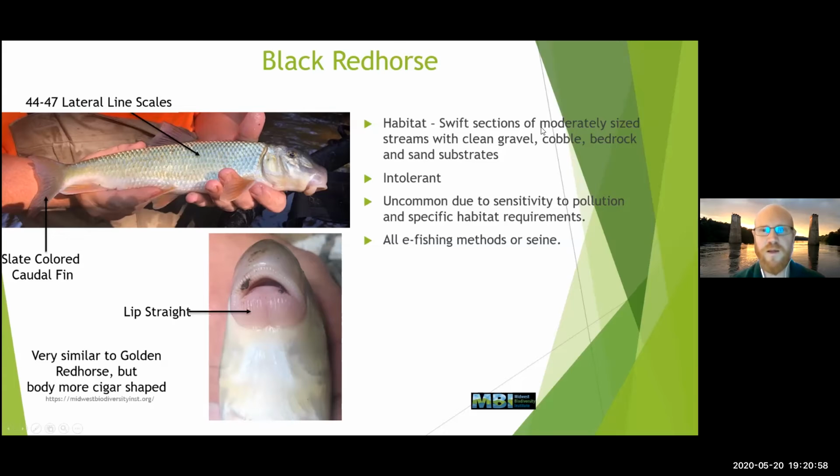These guys like swifter waters, moderate sized streams. They really like clean substrates. They're intolerant. They don't like a lot of human intervention or pollution. They're pretty uncommon if you're in a place even with a little bit of pollution and silt. They just won't be there. Because they inhabit the same areas as the golden red horse, again, all methods of electrofishing and a seine if you get them in a run.